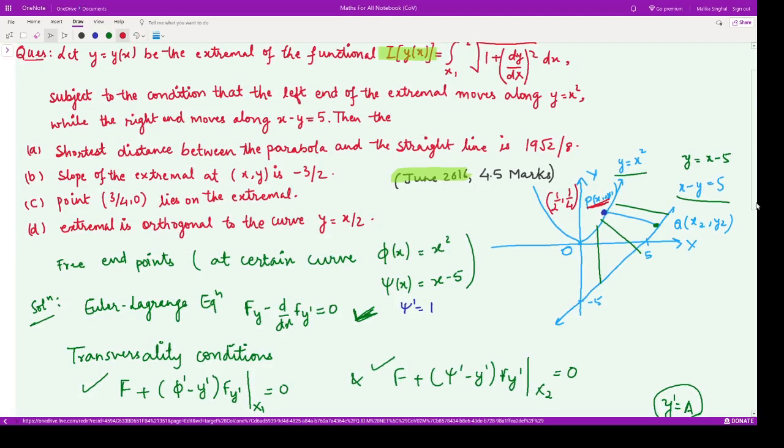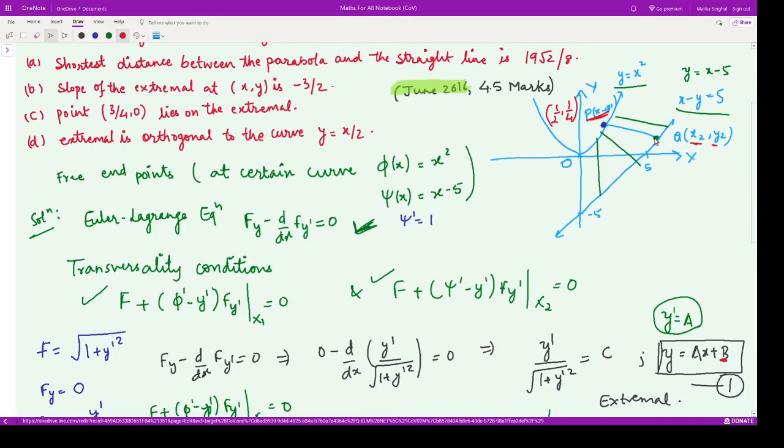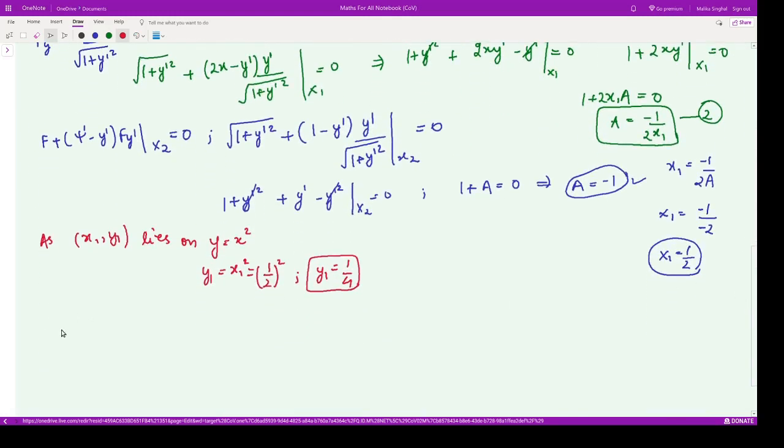Let us see our options. No, nothing is relevant till here. So let us get back to solving for these values of x2, y2, and further we have to find the value of b as well. So now you see that this point x2, y2 lies both on this line as well as on our extremal. So it will satisfy this equation and the equation of this extremal. So let us put it there and try to solve it.